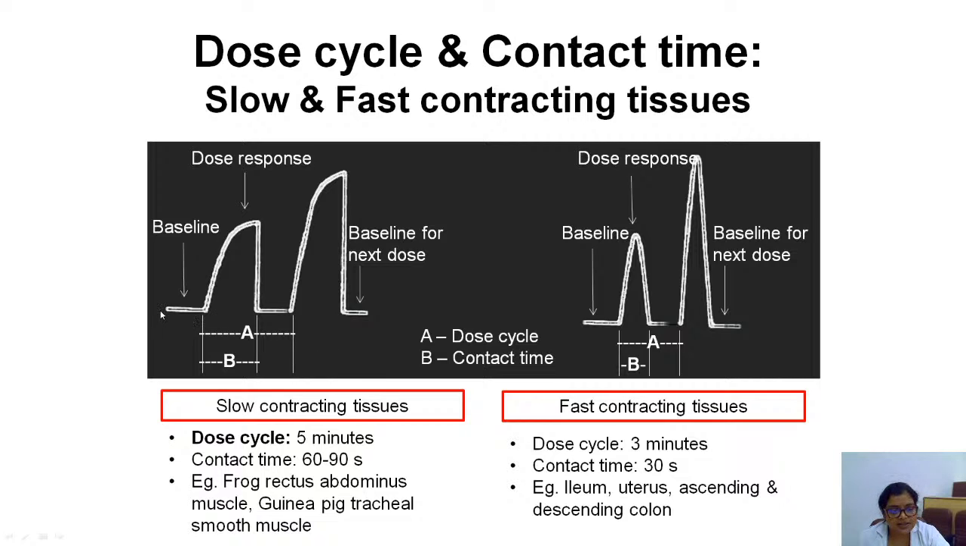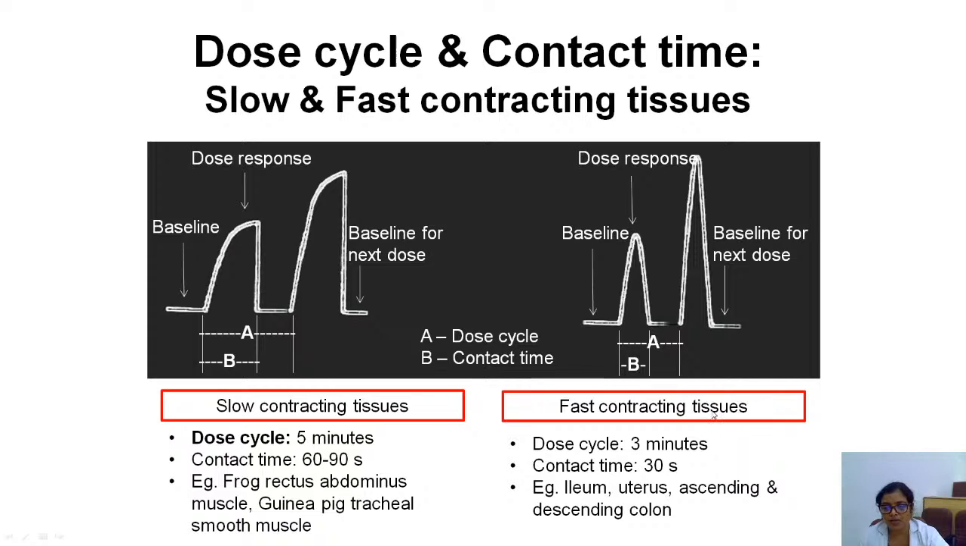So see, this is the baseline. First you let the drum move and record a proper baseline. Here we injected the first dose, you got a response, and then you washed the tissue. You allowed the stylus to come down after the response, and then here you stop it, and then you wash the tissue before giving the next dose.